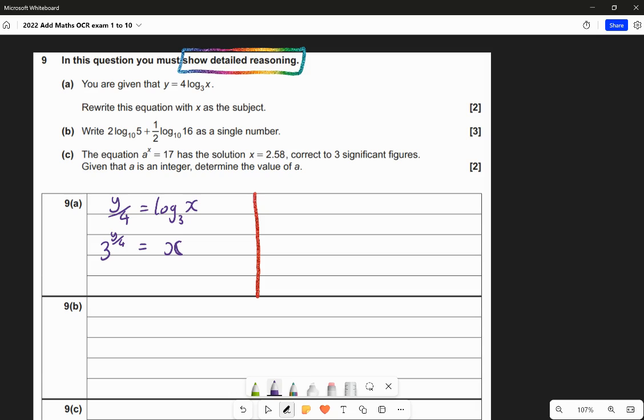The other way, I could have used a log law to rewrite that. So I know one of the log laws is n log a is log of a to the power of n. Those are equivalent expressions. So I could write 4 log base 3 of x as log base 3 of x to the power of 4. So I know that y equals log base 3 of x to the power of 4.